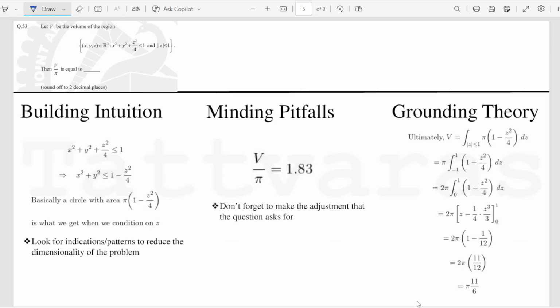And do we get the answer? Absolutely no, because this is not the answer. The original question is asking about the volume divided by pi. So it's 11 by 6, which is 1.83. Be mindful of these things, that towards the end you feel so good, I got the method, but you forget this one thing, and yeah, tragic ending. But not necessarily. We'll be mindful and we will avoid these.